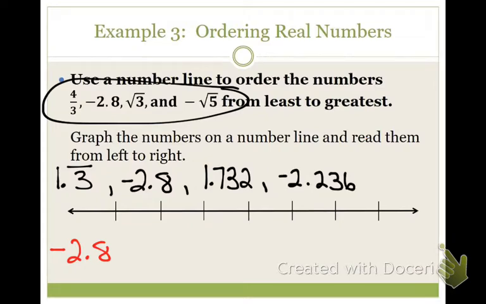Now what comes next? Negative square root of 5. Yes, because that value is negative 2.236, but I have to write it as the negative square root of 5, the original format. All right, let's do the last two. Go ahead and put the last two into your answer in their original formats, if you haven't already. All right, what did you get? 4/3. Yep, 4/3 and then the square root of 3. So that's how I would put them in order.